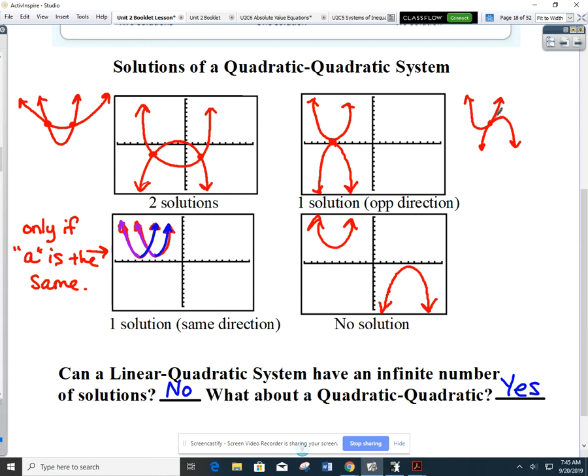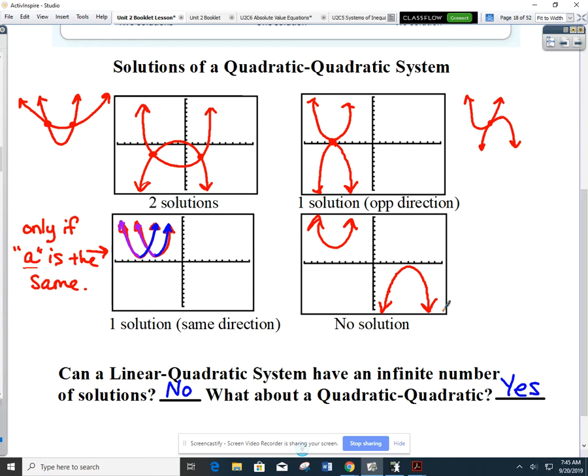Same direction. If you drew something like this, it's really important that the A value is the same, meaning they have the same width. One can't be wider than the other one. It's kind of like parallel lines that have the same slope, then they would never touch. So this purple here is kind of like parallel to the purple here. They're the same distance apart at all times, and same with the blue is parallel to the blue, same distance apart. That would only happen if the A value is the same.